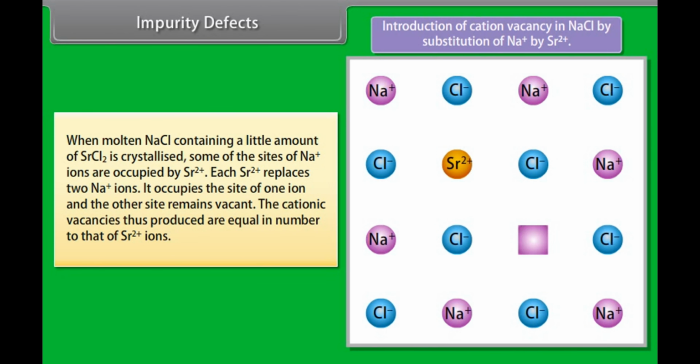Impurity defects. When molten NaCl containing a little amount of SrCl₂ is crystallized, some of the sites of Na⁺ ions are occupied by Sr²⁺, as depicted in the figure. Each Sr²⁺ replaces two Na⁺ ions. It occupies the site of one ion and the other site remains vacant. The cationic vacancies thus produced are equal in number to that of Sr²⁺ ions.